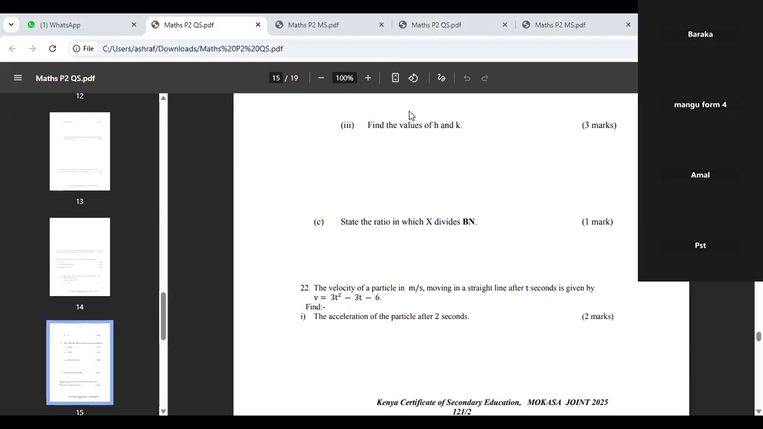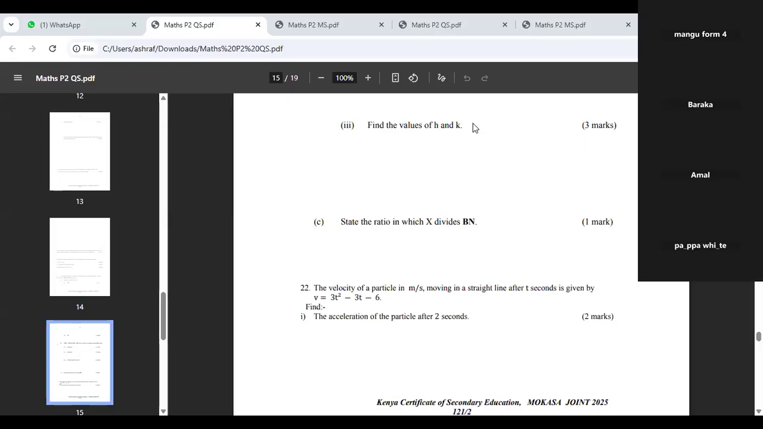Baraka, your hand is up. Can you please show us an example with points B, X, and N? Let's see points B, X and N. But we don't have those now. Anyway, we can use the vectors.